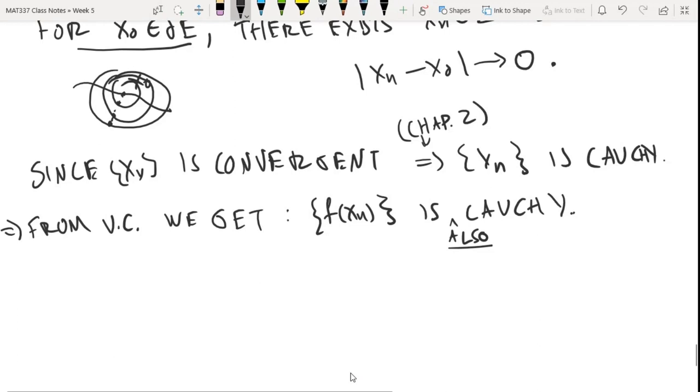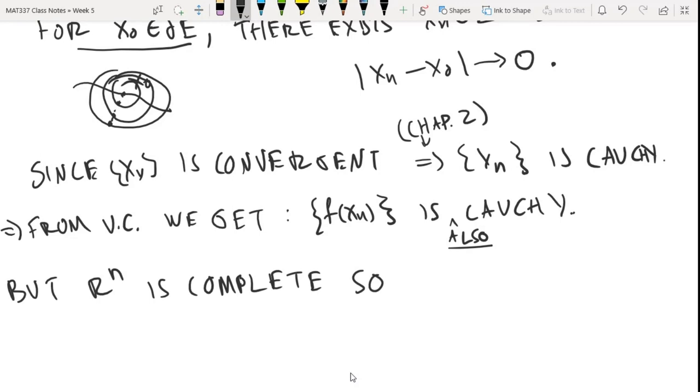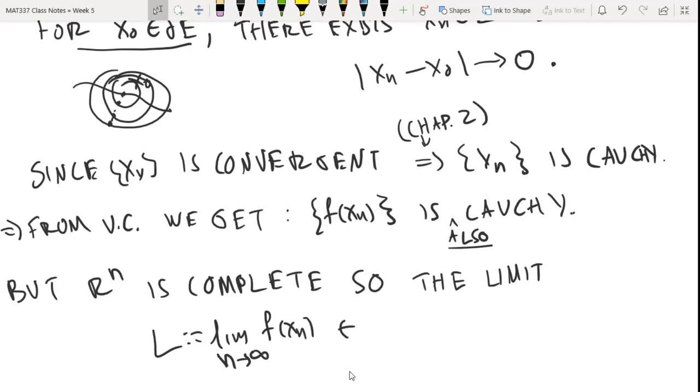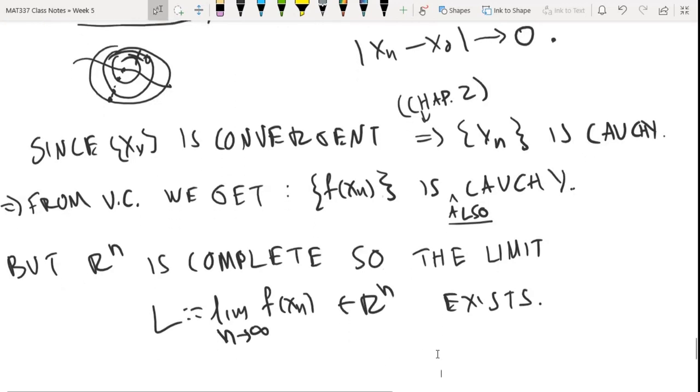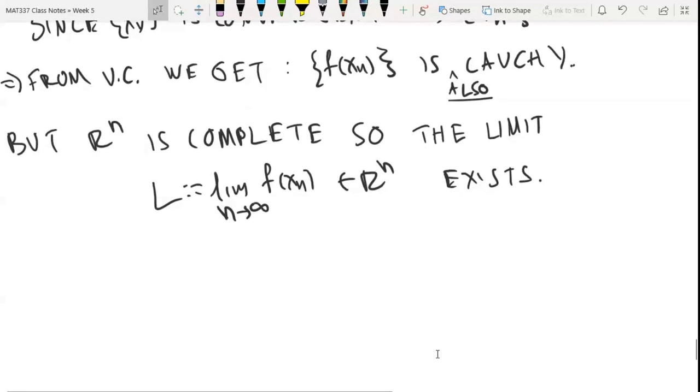All right. So now here's the beautiful thing: R^n is complete. So the limit L equal to the limit of f of x_n is a real number. It exists. So this is our extension.